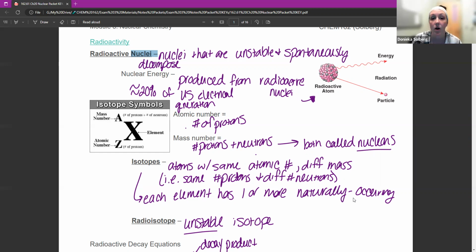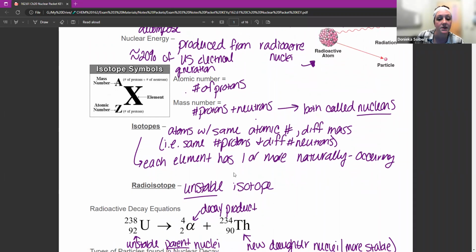So for example, let's talk about carbon. Carbon can be carbon-12, carbon-13, or carbon-14, all naturally occurring, but carbon-12 is much more stable than the other two. We're going to talk about carbon-13 and carbon-14. Usually there's one that is more stable or more naturally occurring, but not always. You can tell from the masses which one is going to be the most stable. Carbon's mass is 12.011, so most of the carbons are carbon-12. The ones that are unstable are called radioisotopes because they are radioactive. So an unstable isotope can also be referred to as a radioactive isotope or a radioisotope.